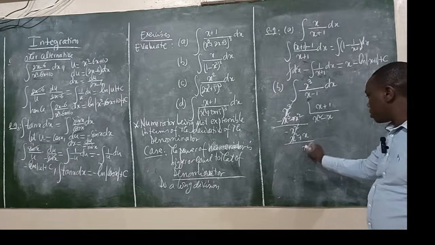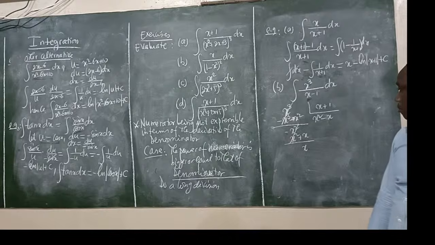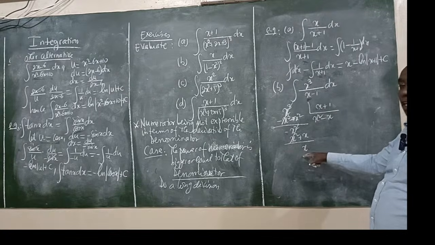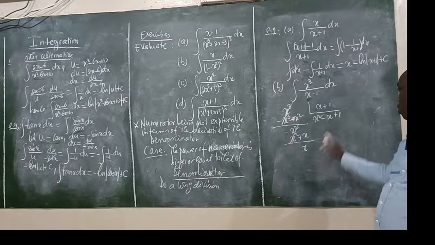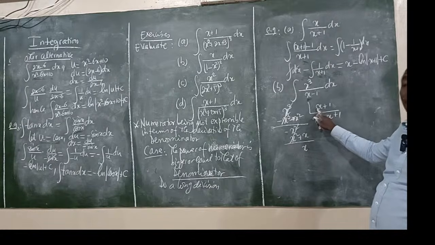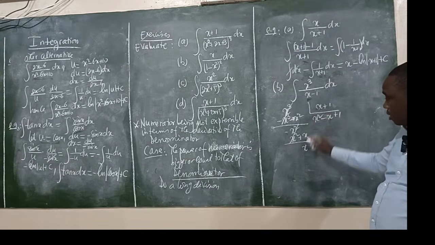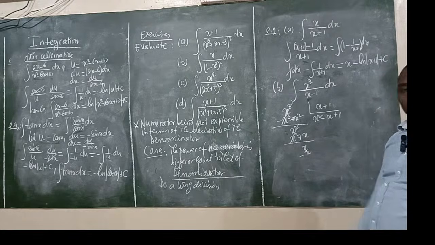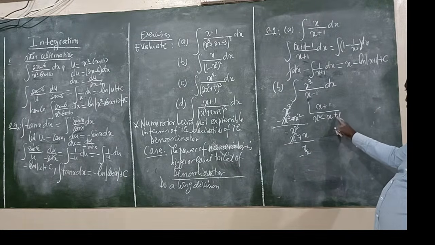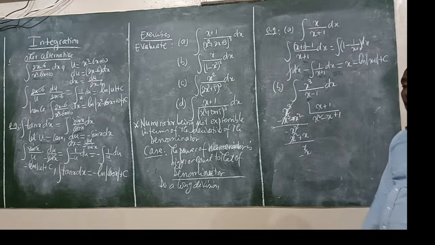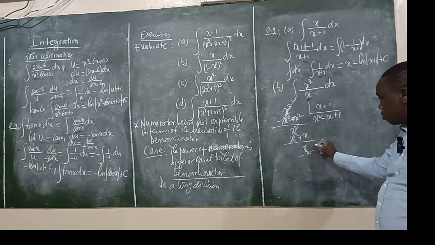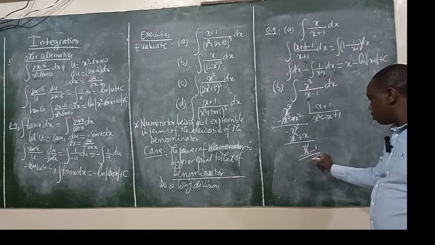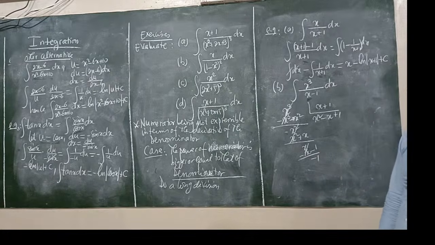Now we stay with x. Because here is x and here is x, we need to add 1. 1 times x is x, and when it comes down it changes sign. 1 times minus 1 is minus 1, and when it comes down it changes sign. So we have 1 as the remainder.